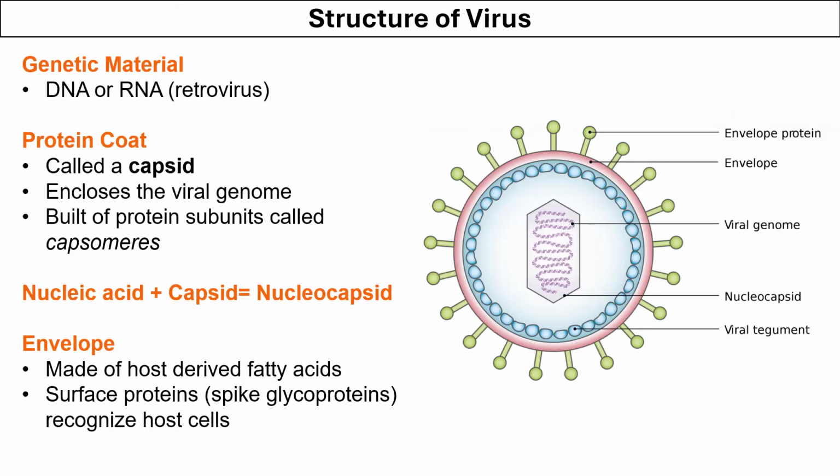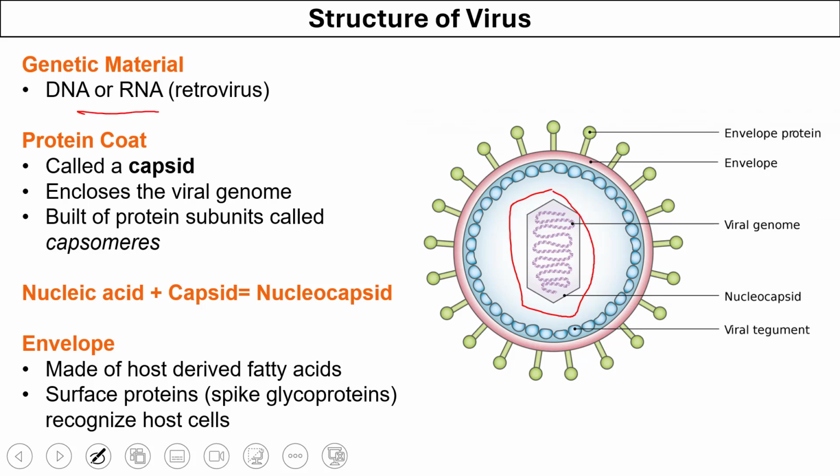Let's have a look at the basic structure of a virus. Viruses usually have the genetic material inside them, which can be DNA or RNA. They are enclosed by a layer of proteins, a protein coat which is called capsid. The capsid is made up of protein subunits called capsomeres. Thus, the nucleic acid plus capsid makes nucleocapsid. So just this internal structure is the very core of a virus.